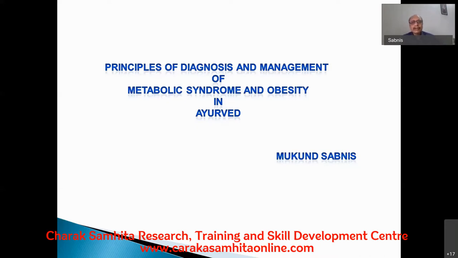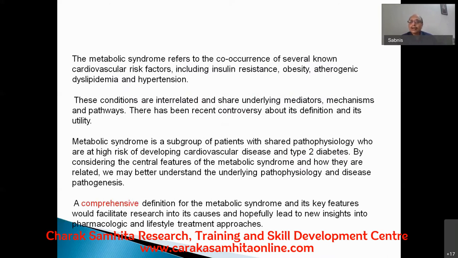When we talk about metabolic syndrome, it refers to the co-occurrence of several known cardiovascular risk factors: insulin resistance, obesity, atherogenesis, dyslipidemia, and hypertension. When the word metabolic syndrome comes up in today's era, only these types of disorders come before the eyes. Either the person is having insulin resistance and, due to insulin resistance, maybe obesity and cardiovascular disorder. These are the complications of insulin resistance. So whenever we say it is a metabolic syndrome, it is not the ultimate diagnosis that we have to consider. It is never the ultimate diagnosis.